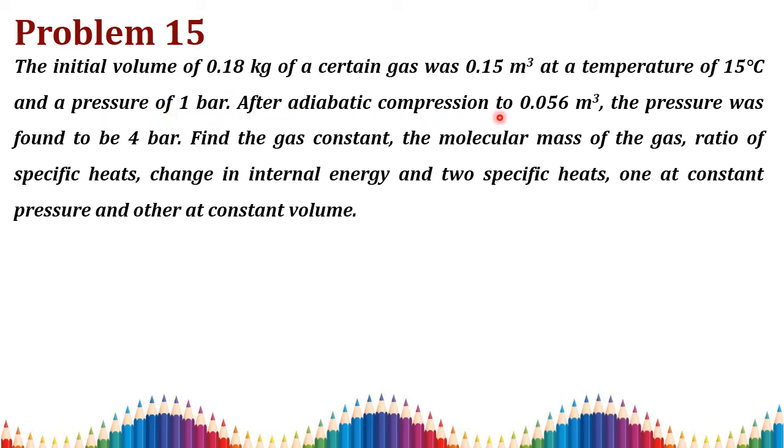After adiabatic compression to 0.056 meter cube. So how is the gas compressed? It is compressed by an adiabatic process, that is a reversible adiabatic or isentropic process. Then your final volume will be 0.056 meter cube. The pressure was found to be 4 bar. The final pressure P2 is 4 bar.